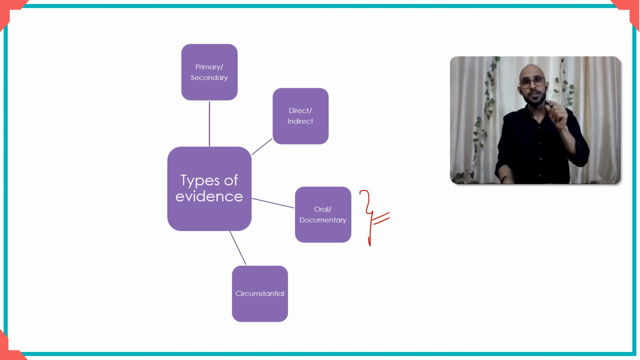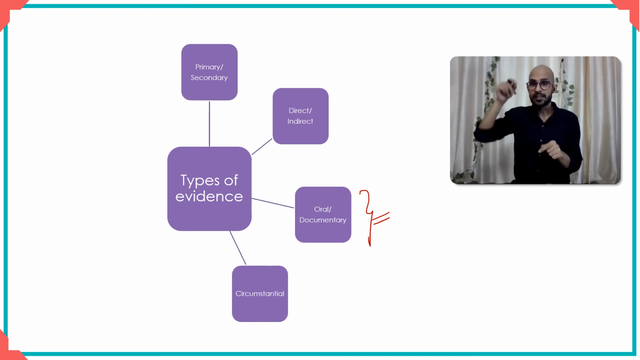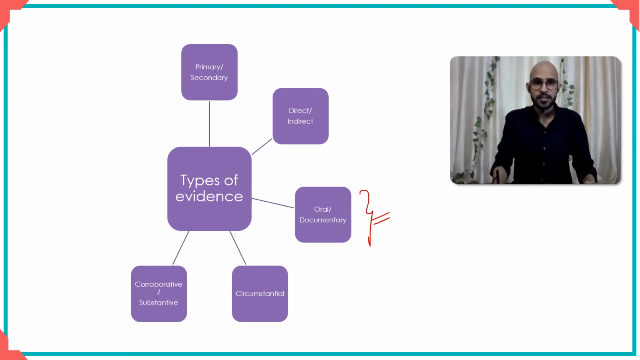When you see the actual incident happening, well, that is direct because you saw the actual occurrence. Now in this case, you are seeing a surrounding circumstance. You're not seeing the actual incident. So when you see the surrounding circumstances, that is circumstantial evidence. Moving ahead, let's look at the next type.